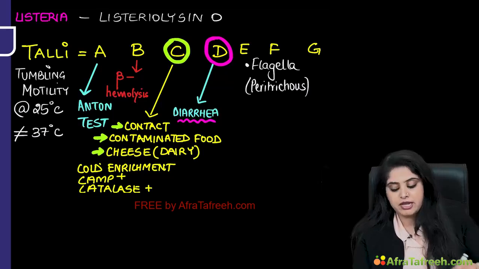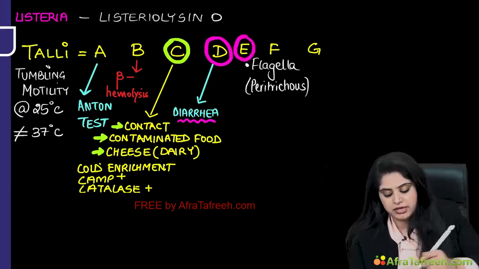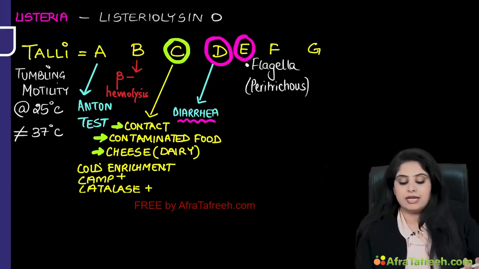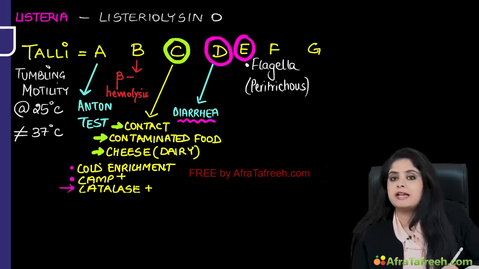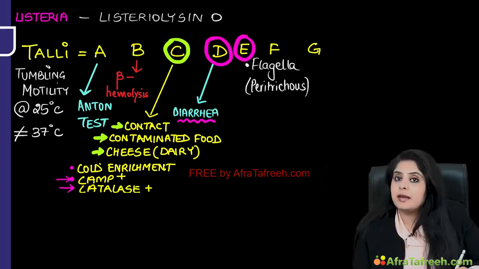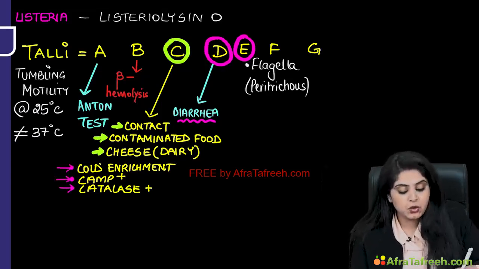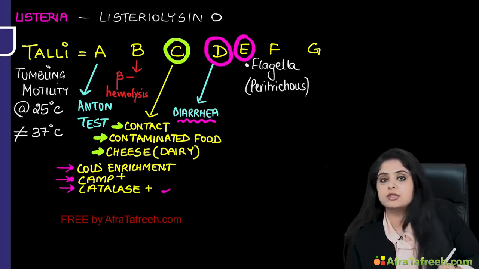You will say, ma'am, for the diagnosis, E for ELISA. First of all, let me do ELISA. Okay, I will do ELISA, but I can see a couple of other tests also mentioned. C for which enzyme? Catalase positive. C for CAMP positive, and C for cold enrichment. So catalase positive, okay.